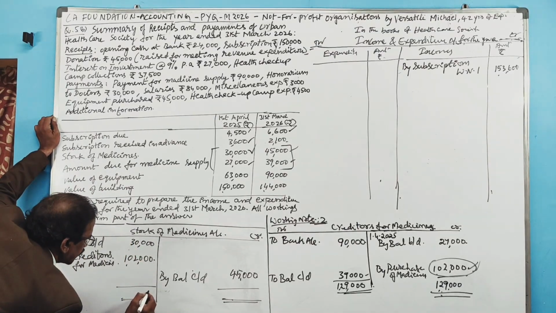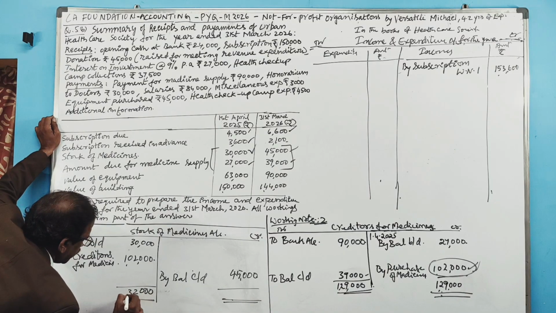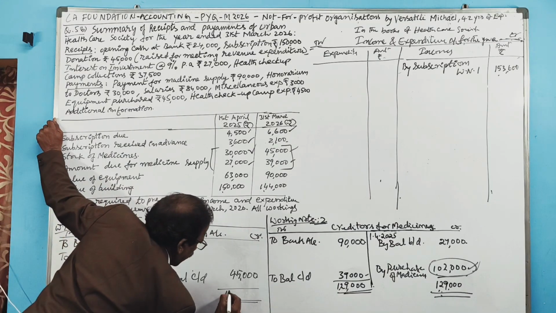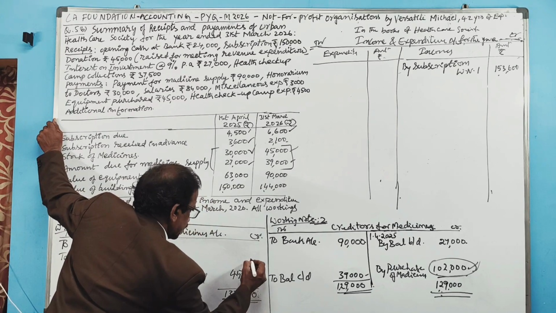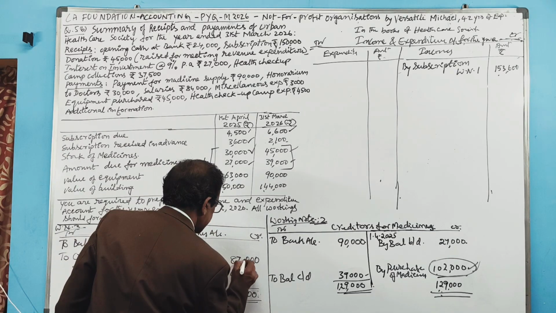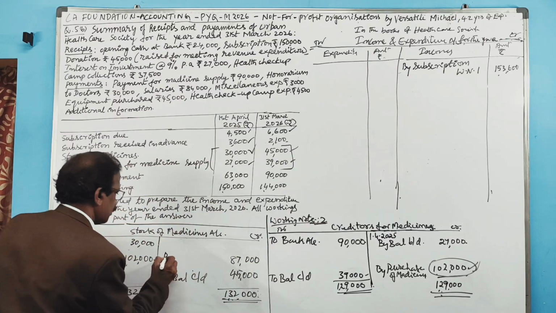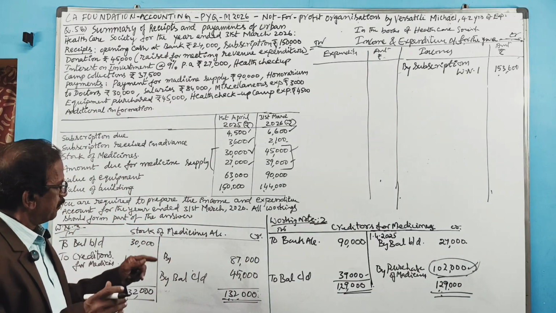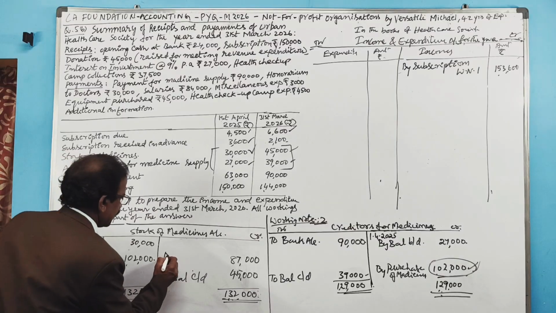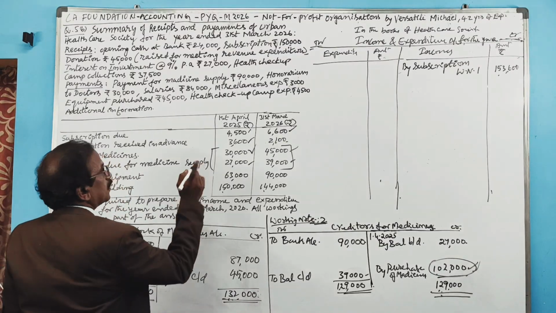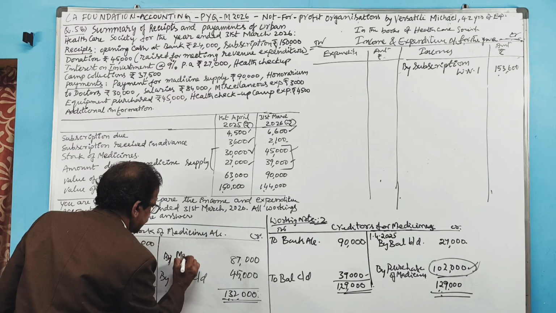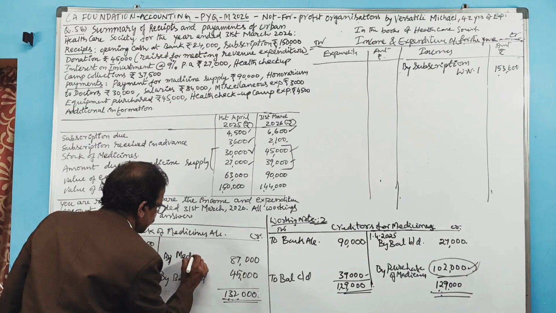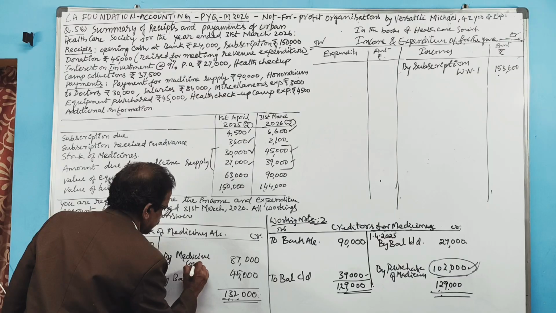Now if you take this total, 1,32,000, now balance 87,000. This is called what? This is medicines consumed. This is to be transferred to income and expenditure account. This is medicines consumed.